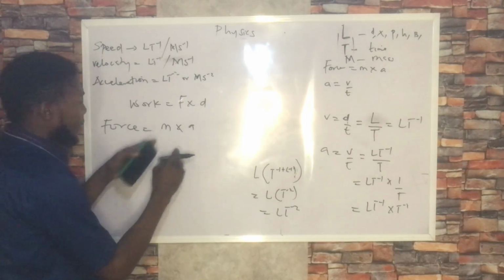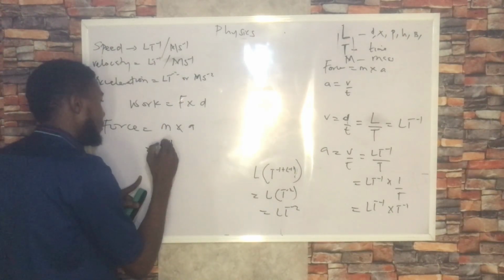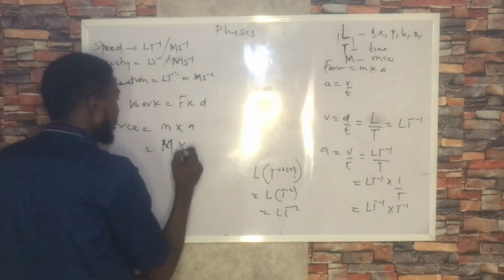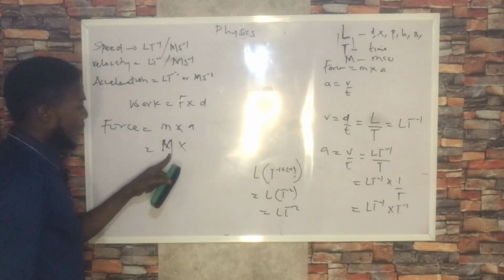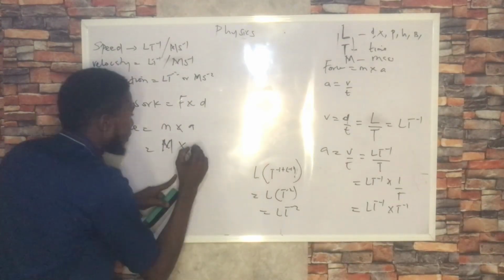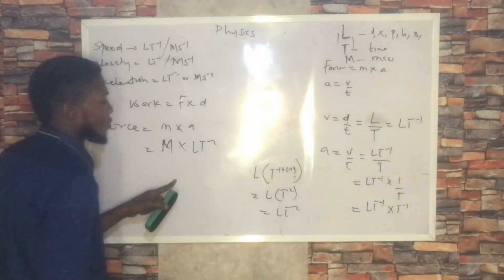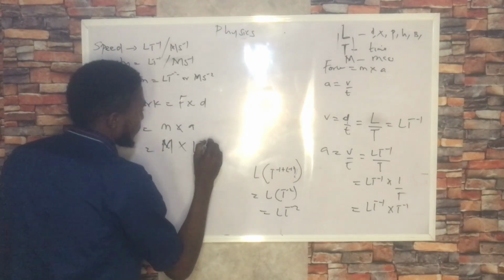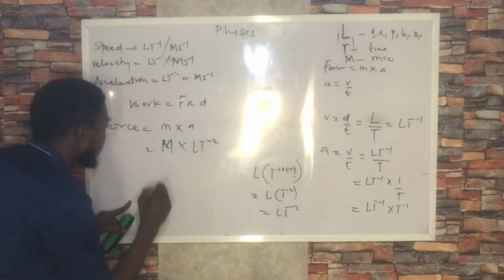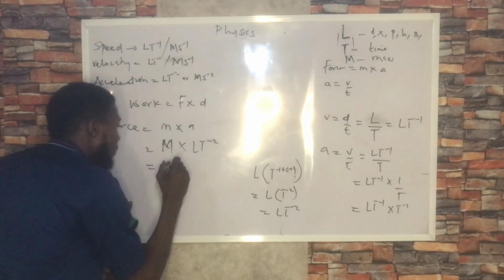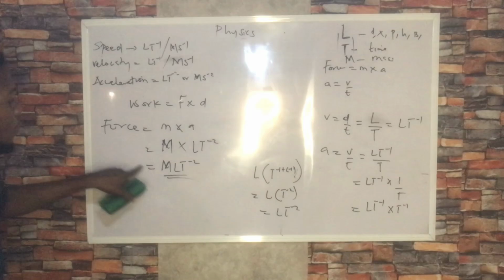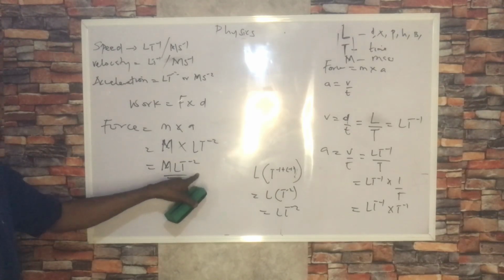Back to this one. Use our capital M. We have used capital M times what? This capital M, then times acceleration. Anything you get in acceleration, you bring it in. That is LT raised by -2. You are getting that? So it's now going to be MLT raised by -2. So this is the dimension of force. MLT raised by -2.